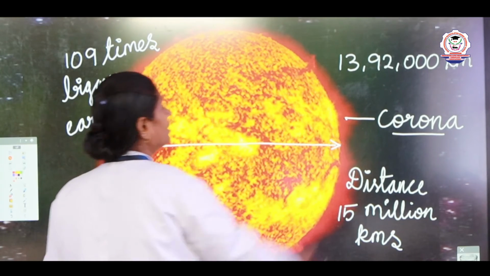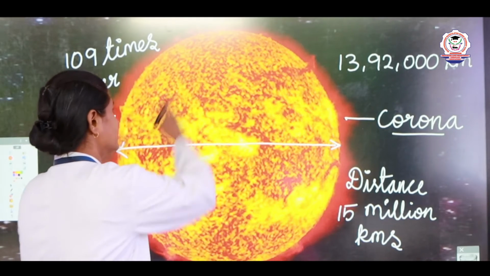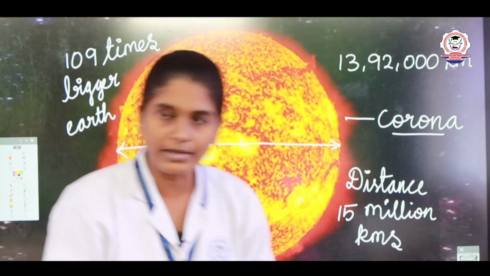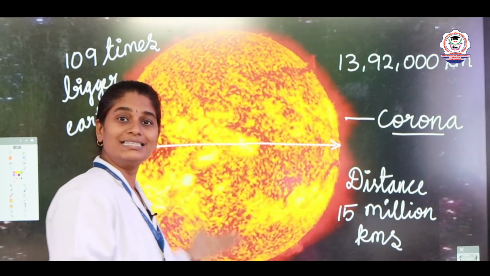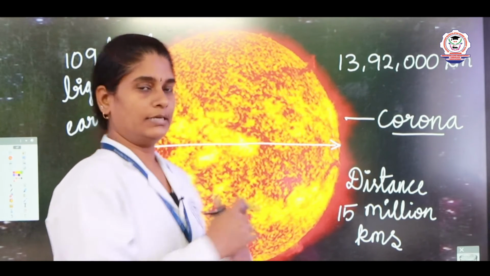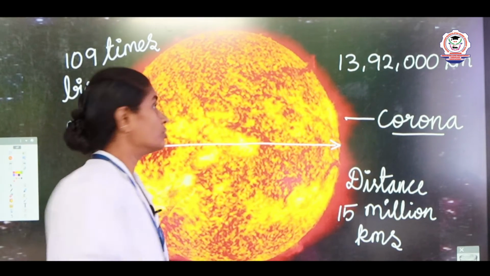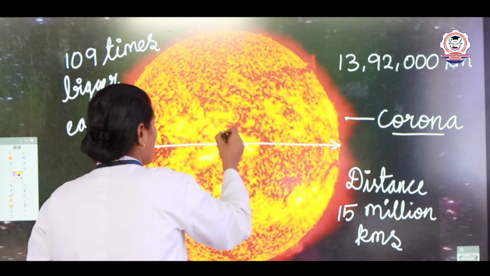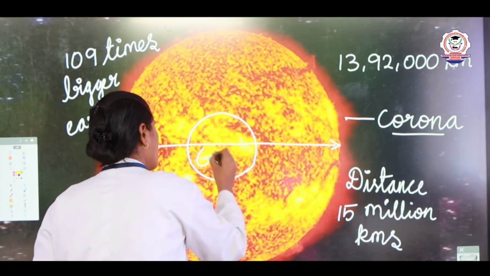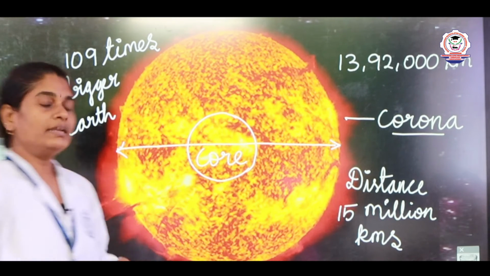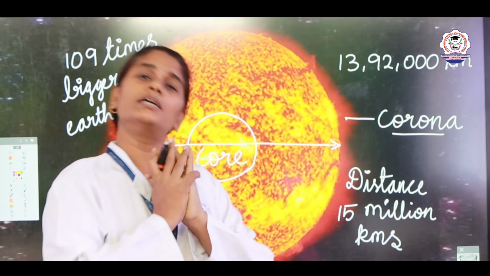We all know that the sun is a huge ball of fire and it emits a high amount of heat and light. The sun is actually a star, and the nearest star to the earth is the sun. Now, let us see what is happening inside the sun. The center part of the sun is known as the core. The core is the hottest part of the sun.